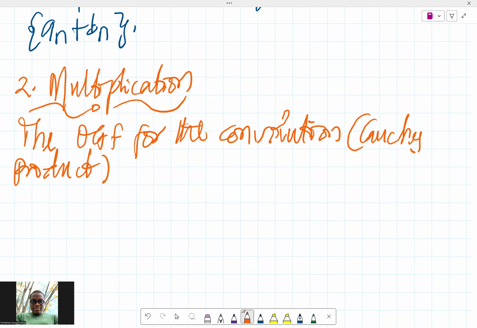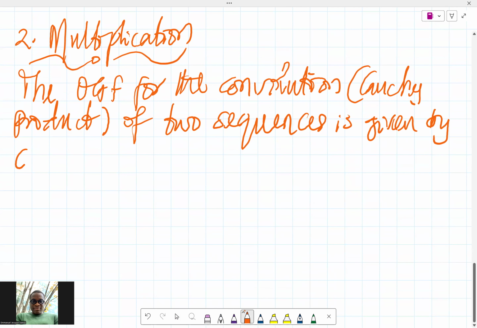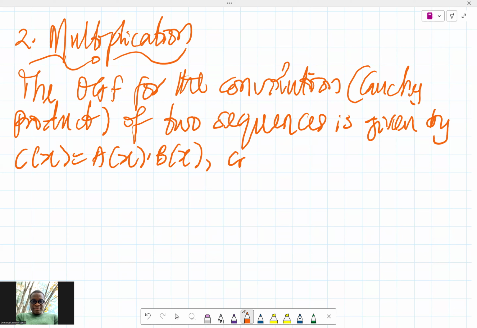So the OGF for the convolution, or Cauchy product, of two sequences is given by C(x) equals the product of the two generating functions, A(x) times B(x), such that c_n is actually the summation from k equals 0 to n of a_k b_(n minus k), like this.